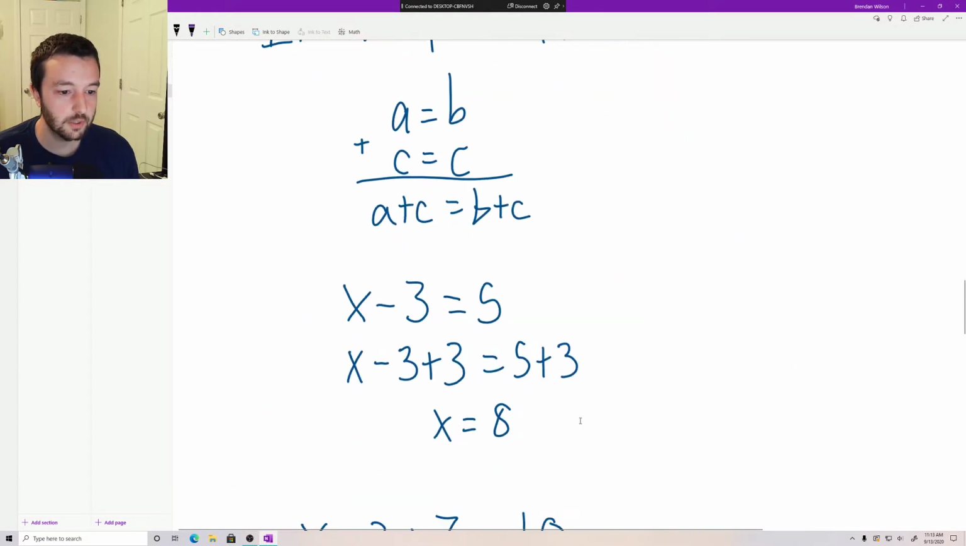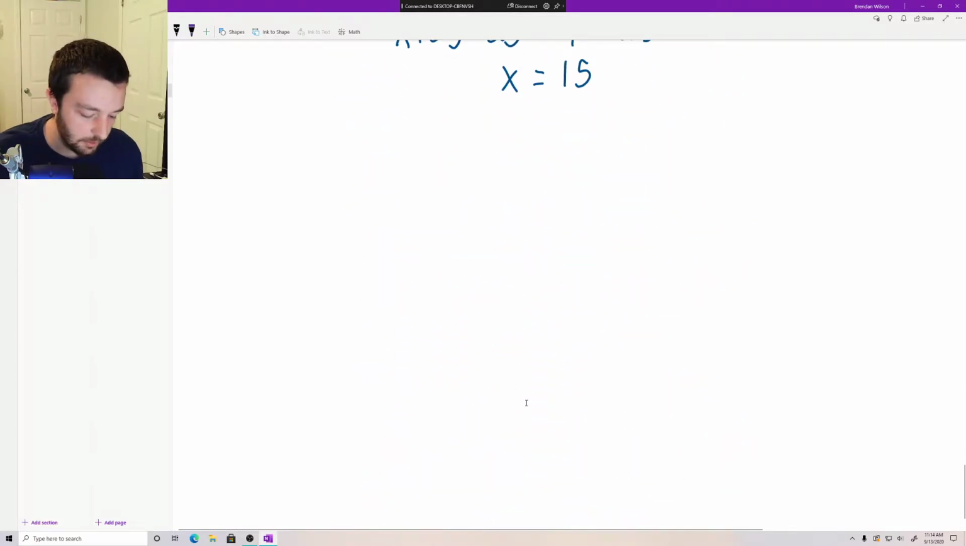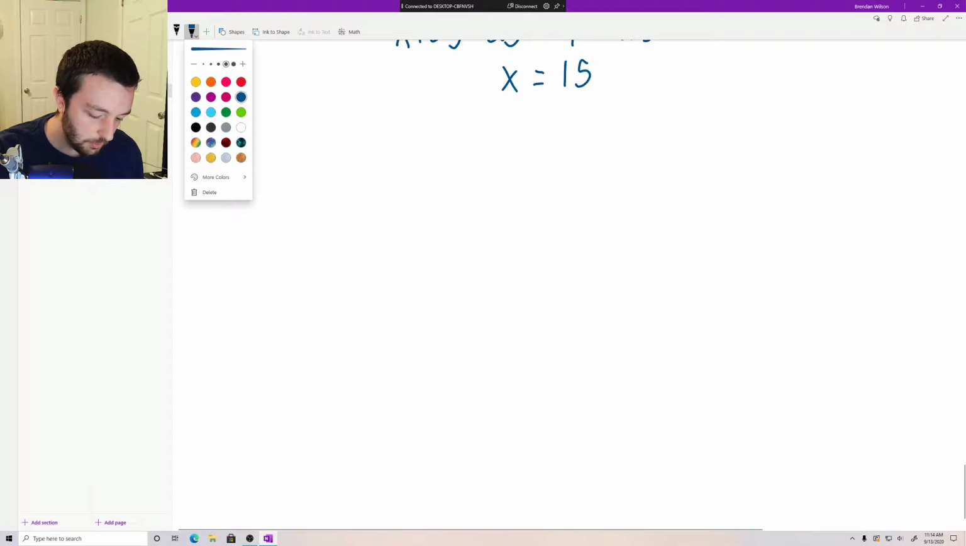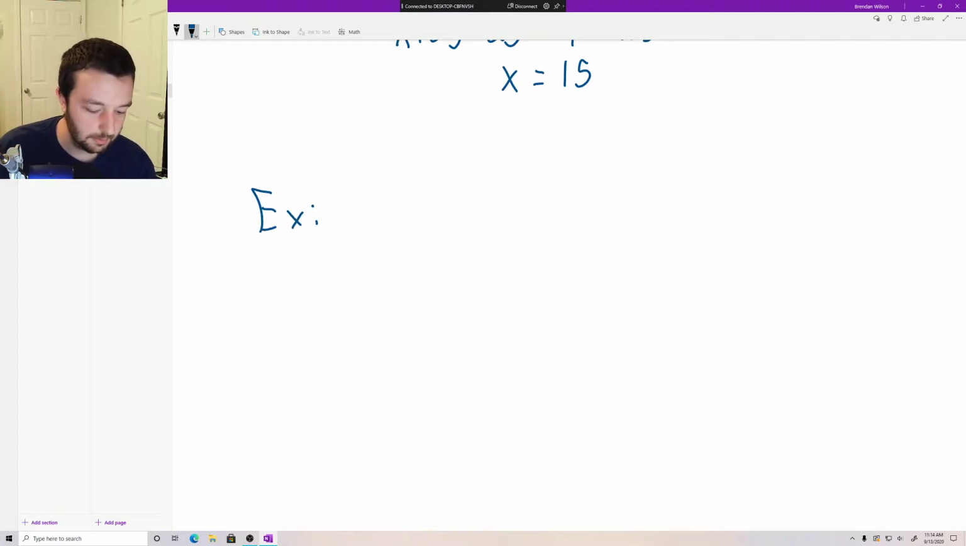Let's do a couple more examples here before we move on. Actually, just as a reminder of how to do these, because like I said, these are really important. So I'll just make up a couple. Let's say we have 103 plus y equals 205.